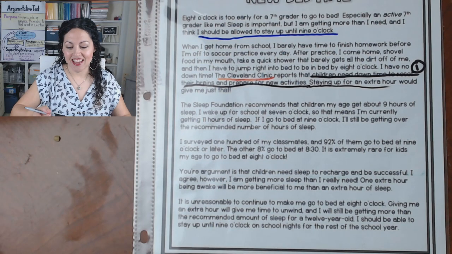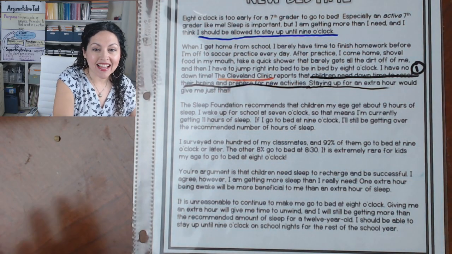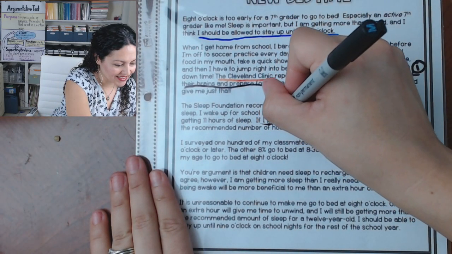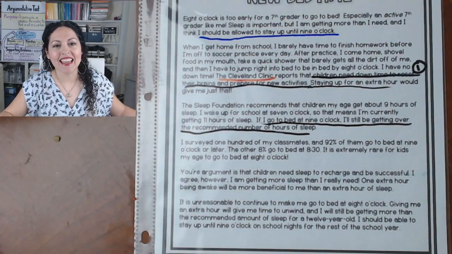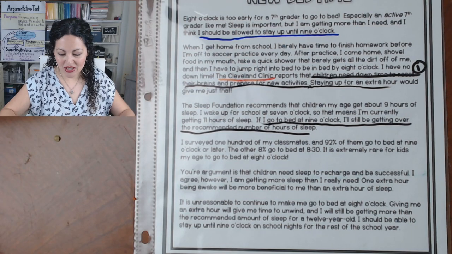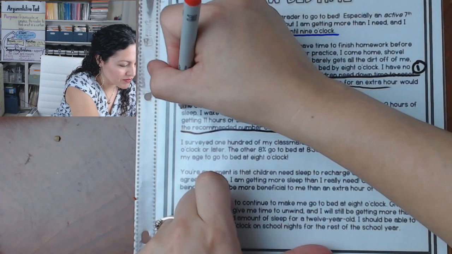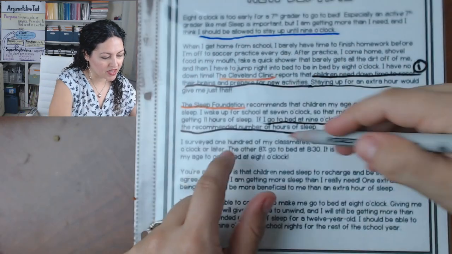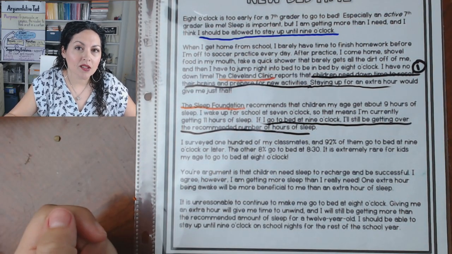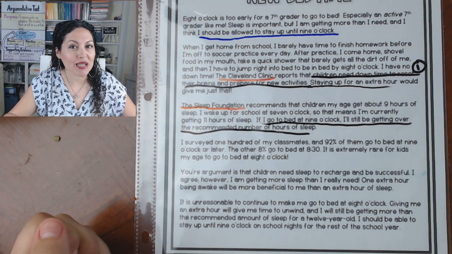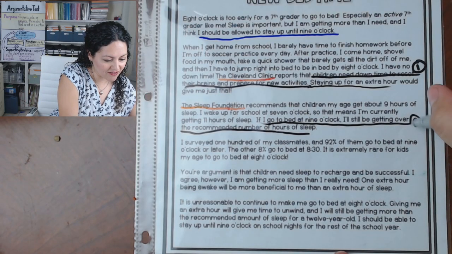All right, did you catch it? There's the second one. If he goes to bed at 9 o'clock, he'll still be getting over the recommended number of hours of sleep. And did he give us some credible sources? Now he's giving us information from the Sleep Foundation, saying that they recommend 9 hours of sleep. And he's saying, hey, if I go to bed at 9, I'll still be getting the recommended number of hours of sleep. So there's his second reason and a good credible source that he's getting it from.